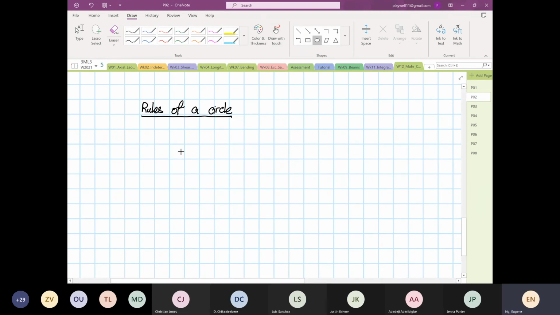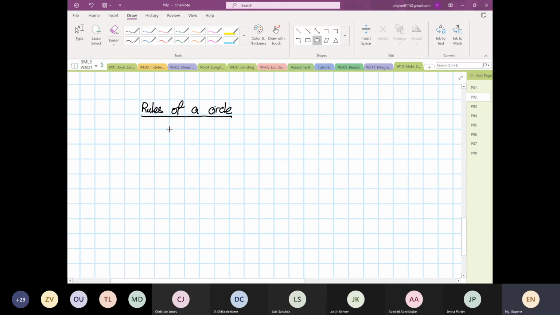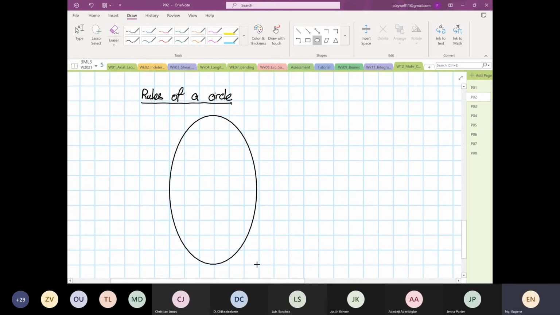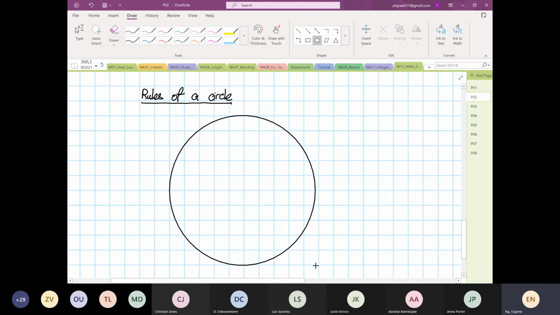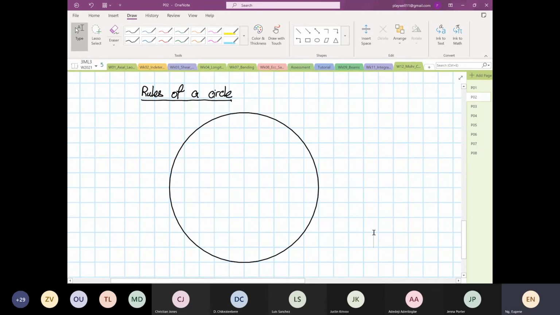First, I need you all to draw a circle. So 2, 4, 6, 8, 10. Okay, so this is my circle, and this is my point O, which is the center of my circle.